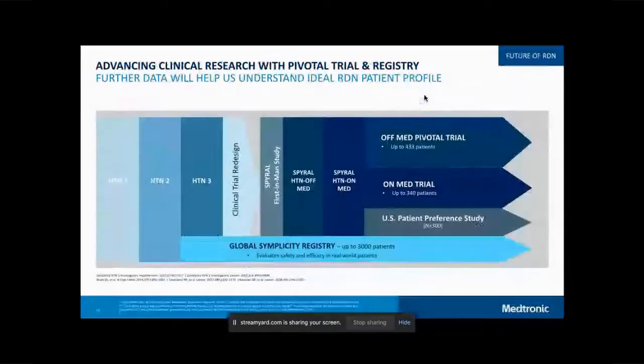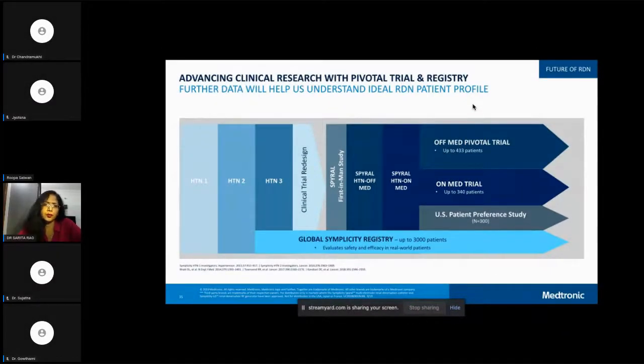So this is the advancing clinical research with the pivotal trial and the registry. The further data will help us understand what is the ideal RDN patient profile. So we had the earlier 3 trials and then the spiral hypertension off med, and we're waiting the results of the spiral hypertension on med trial.